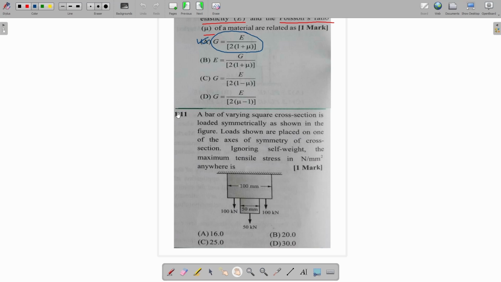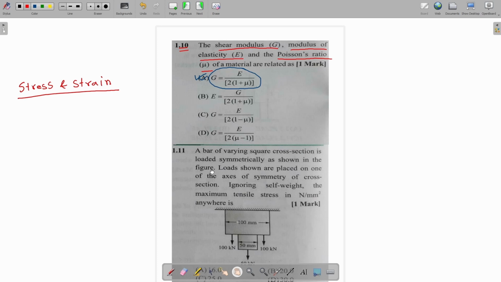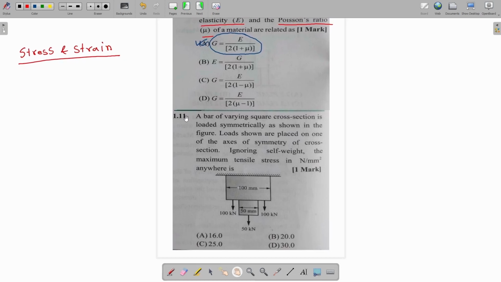Now the chapter is stress and strain, and in my previous video we have solved till question number 10. Now today we are going to solve from question number 11. This question came in the year 2003.